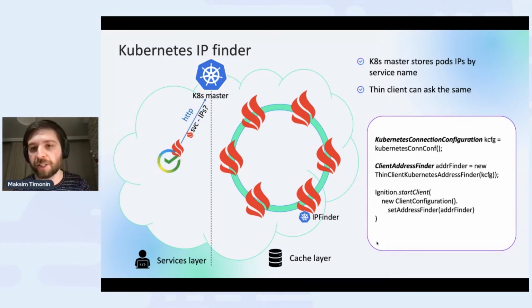Using the client address finder, it's very simple to do the same for your client node. We created a simple implementation of an address finder, the client Kubernetes address finder. It is available in open source and helps you to configure your client nodes automatically. On start, and every time the topology changes, it just asks the Kubernetes master node about available IPs by an ordinary HTTP request, and then it responds, and the client can handle changes in the topology.